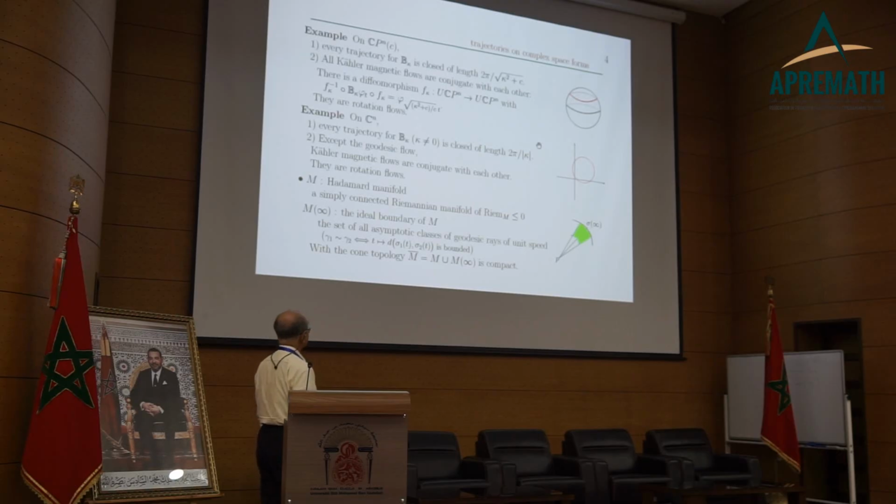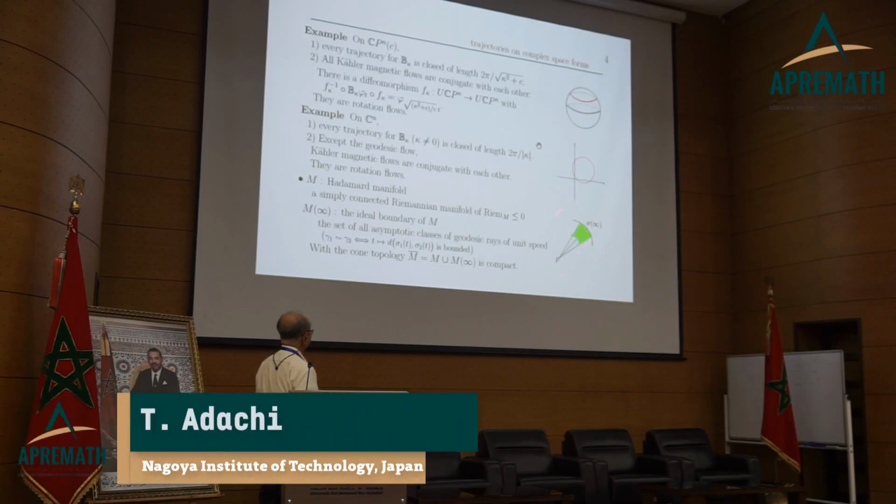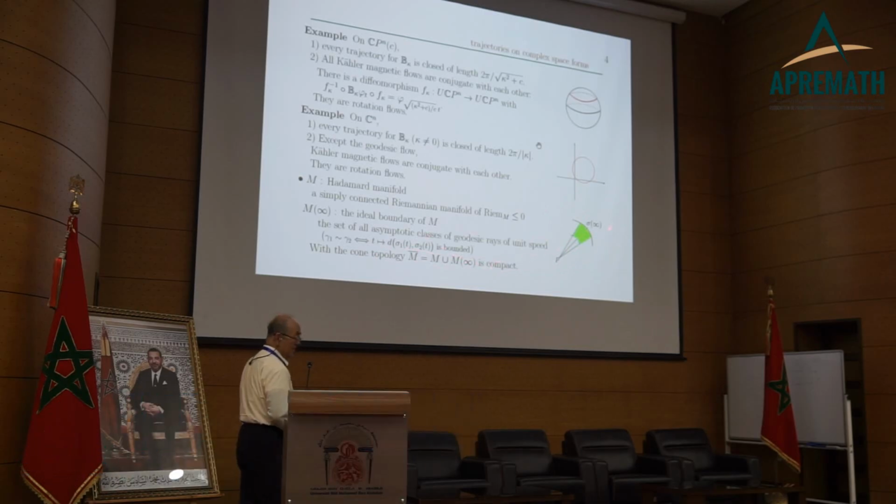Then we can define its ideal boundary, which I denote M infinity. This ideal boundary is the set of all asymptotic classes of geodesic rays of unit speed. On the union of M and M infinity, we introduce the cone topology. The image of the open basis at the infinity point is like this figure. With this topology, this M bar is compact.